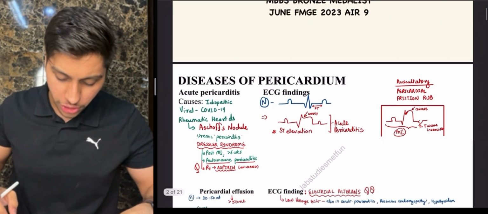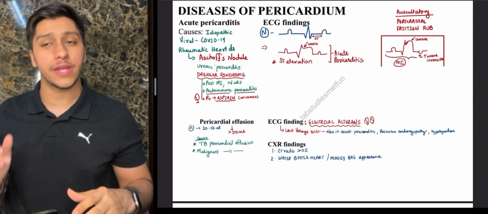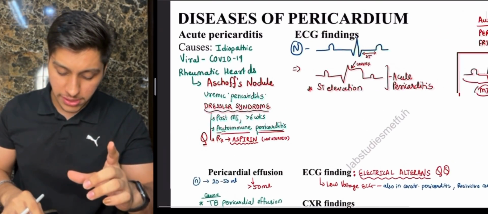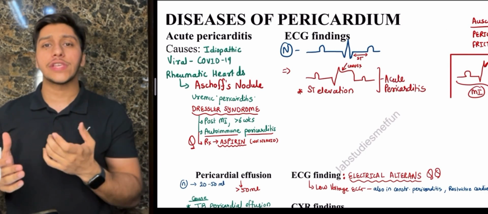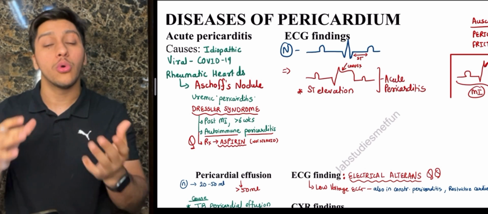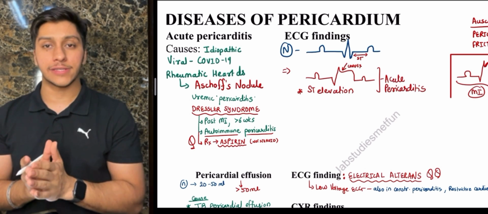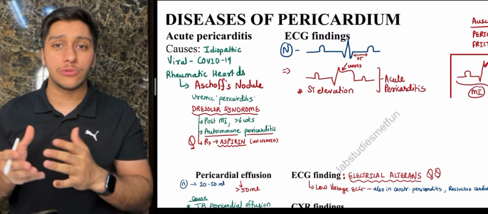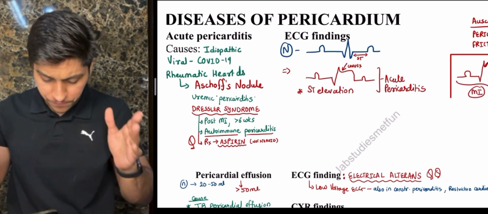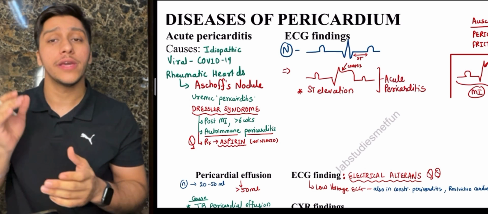The first thing I'm going to talk about is the diseases which involve the pericardium. First is acute pericarditis. Acute meaning sudden onset. The first thing they can ask you in questions is: what is the most common cause of acute pericarditis? The first answer is idiopathic. It's a fancy term to say that I don't know. So the most common cause is going to be idiopathic.